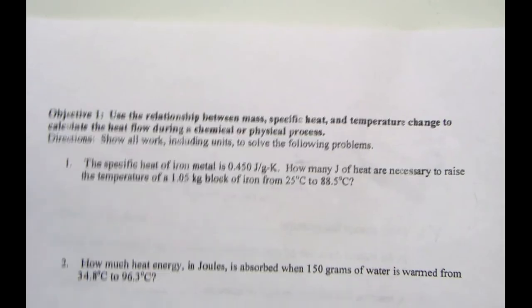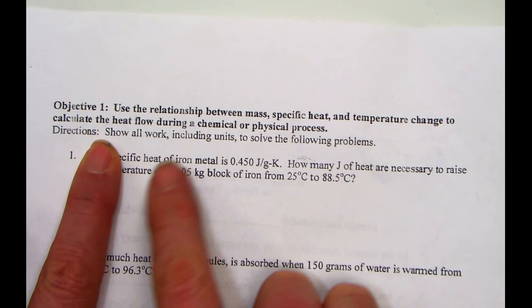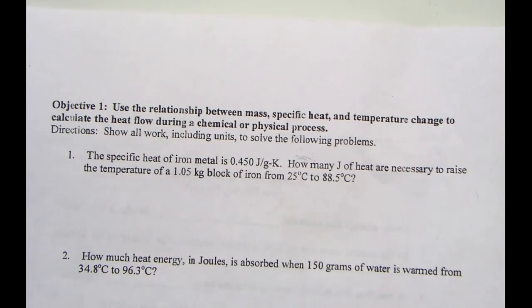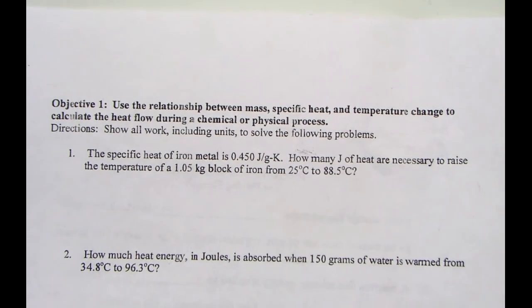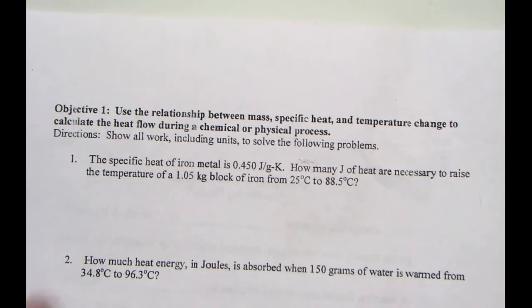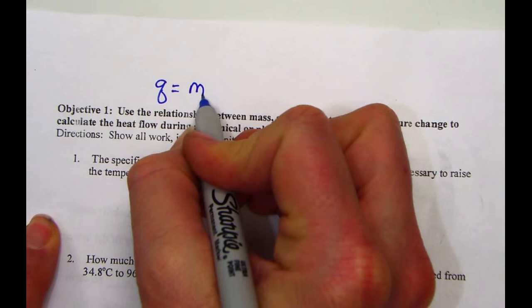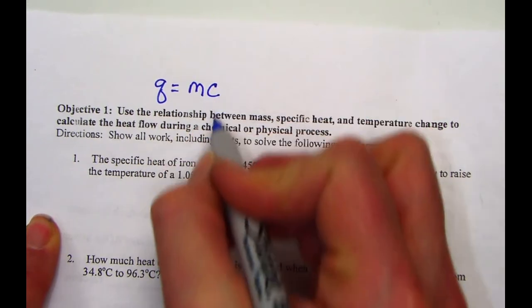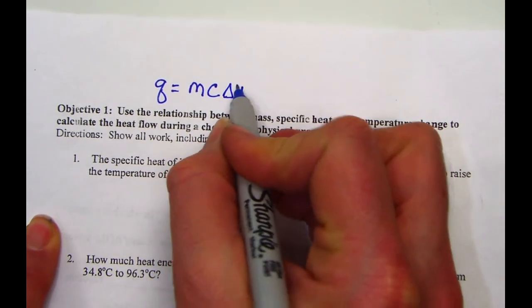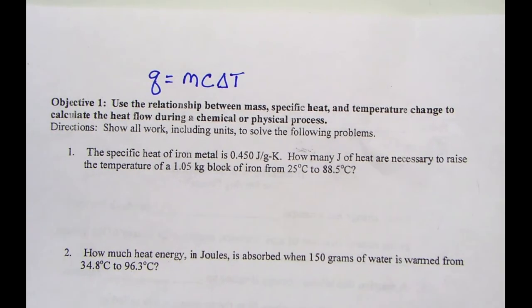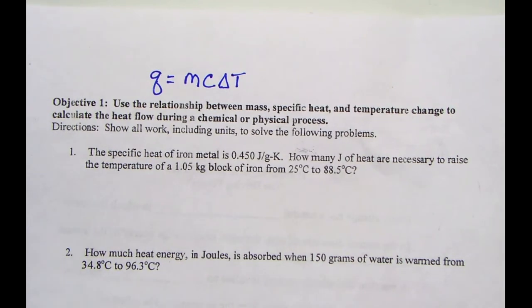In our first objective in thermochemistry, we are being asked to use the relationship between mass, specific heat, and the temperature change to calculate the heat flow during a chemical or physical process. The relationship between heat, which we represent with Q, can be found by calculating the mass times the specific heat times the delta T, our change in temperature. Given the mass, specific heat, and delta T, we calculate Q, which is our heat.